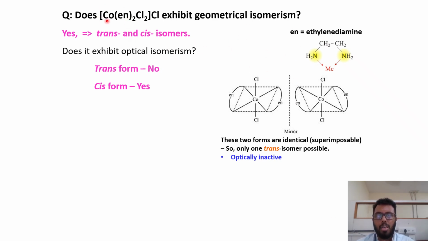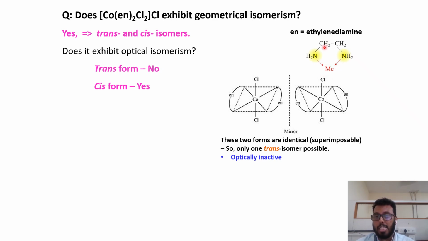Let's take this one, cobalt en2 Cl2 with the counterion fluoride. So the coordination number is, this is 2, and bidentate ligand, so 4. This coordination number is 6, and octahedral complex. Trans and cis isomers we will see. Look at this one. I have drawn the structure of ethylene diamine, where each of the two nitrogen atoms has a lone pair of electrons which can donate and which can coordinate with the central metal ion.